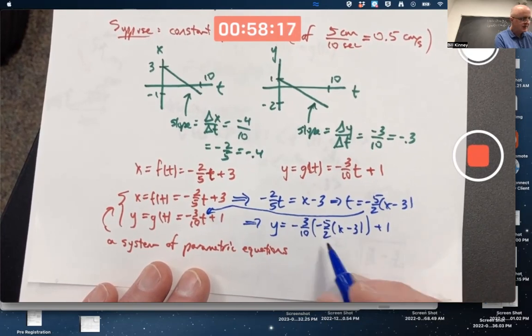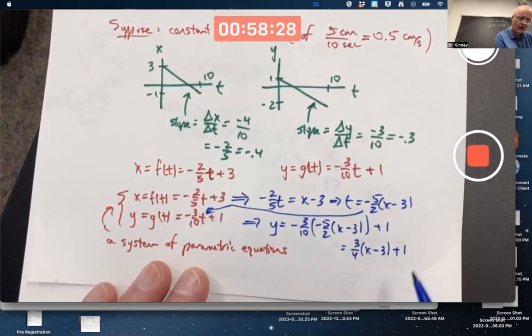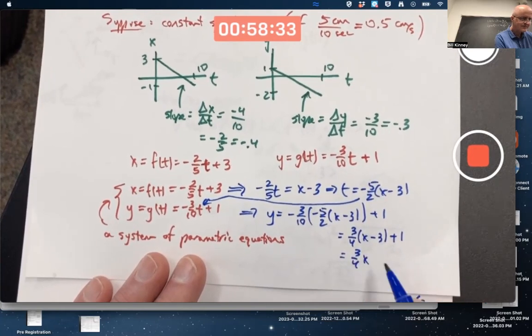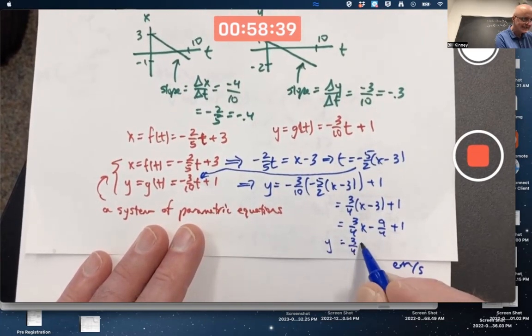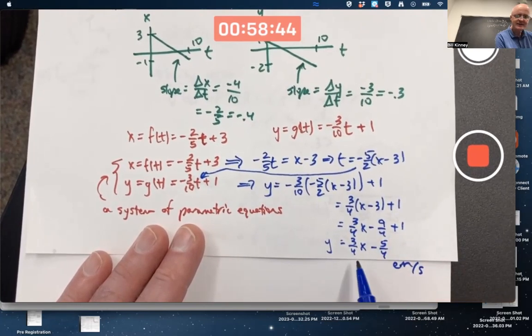Careful not to make a mistake. Multiply those fractions. You're going to get positive 15/20, which is the same as positive 3/4, times x minus 3, plus 1. 3/4 x minus 9/4 plus 1 is y equals 3/4 x minus 5/4. A line with a slope of 3/4 and a y-intercept of negative 5/4.